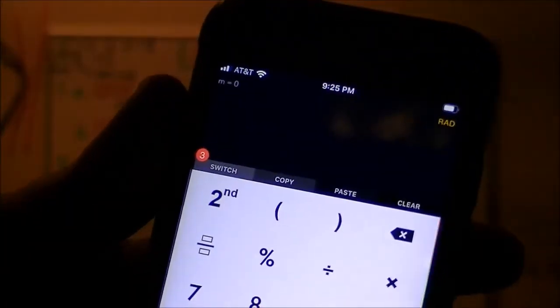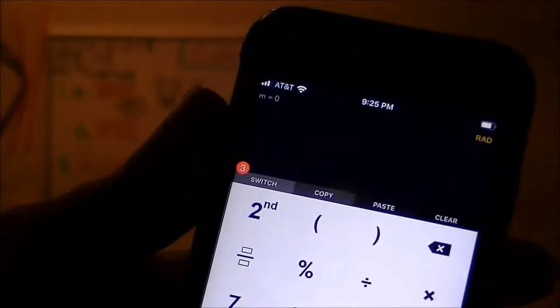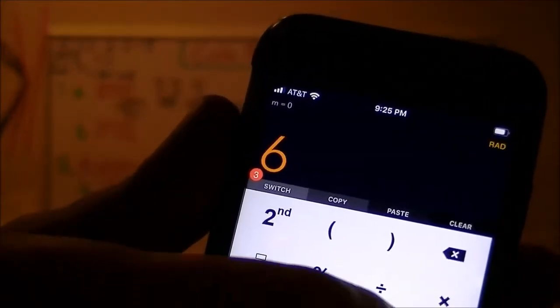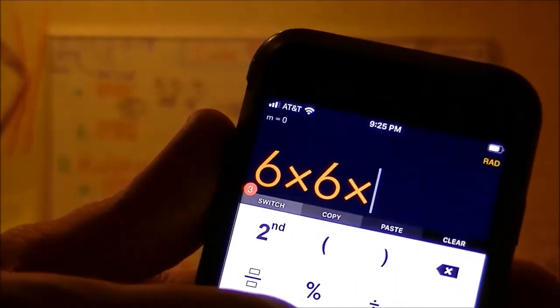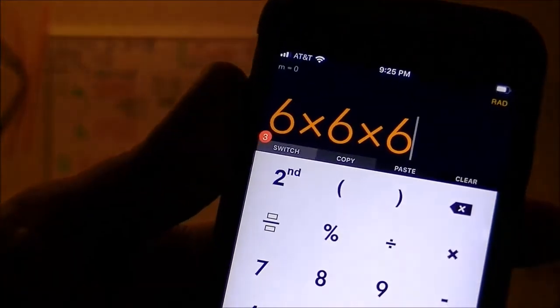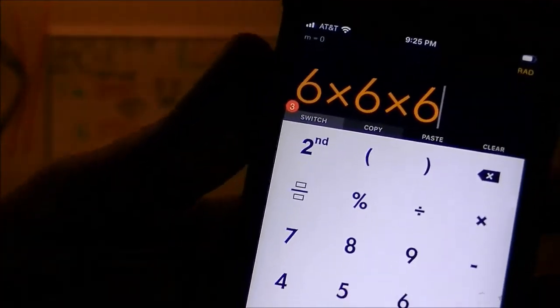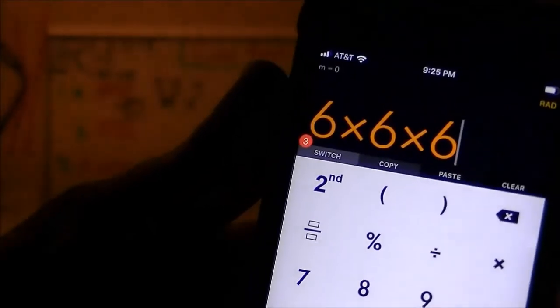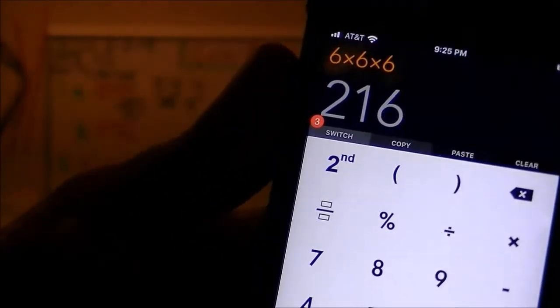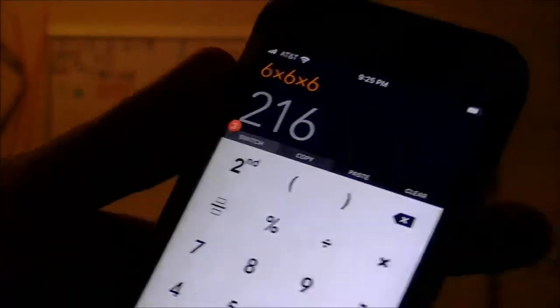Okay, so I'm going to put in a number larger than 5, because obviously it has to be larger than that. And what I'm going to do is multiply 6 times 6 times 6. Ooh, that's a bad number in the Bible, isn't it? 666. But I'm going to do it mathematically, okay? 6 times 6 times 6. Look at that. That's 216.